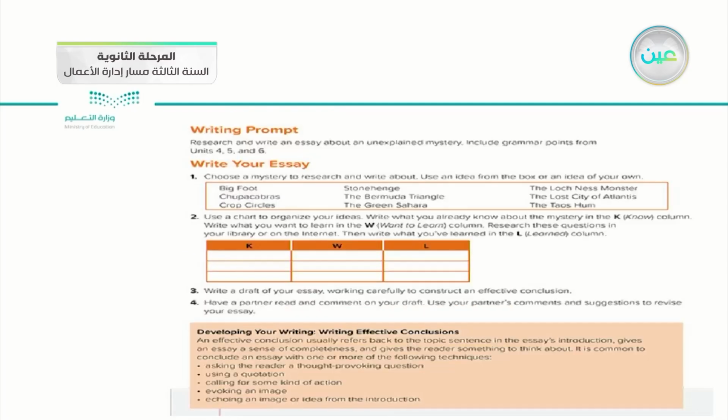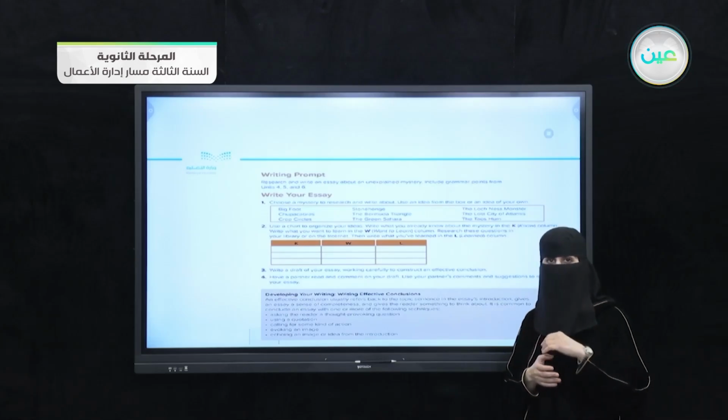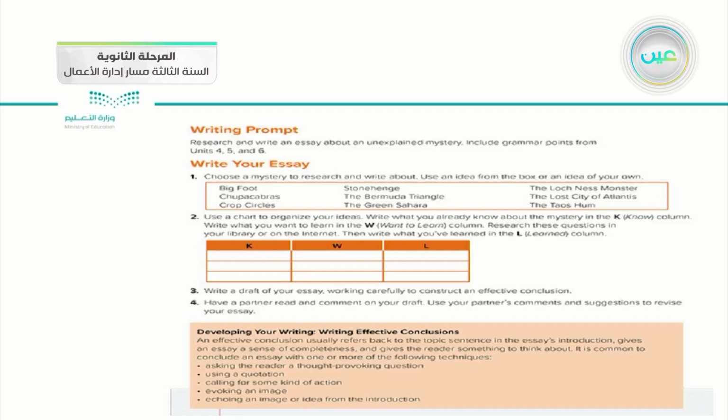Okay, let me move to the last point of our lesson. After we discussed the articles and how we apply them in our essay, we also have some points we should apply in the writing prompt. The last point for our lesson today is the writing prompt: research and write an essay about an unexplained mystery. Include grammar points from Units 4, 5, and 6.